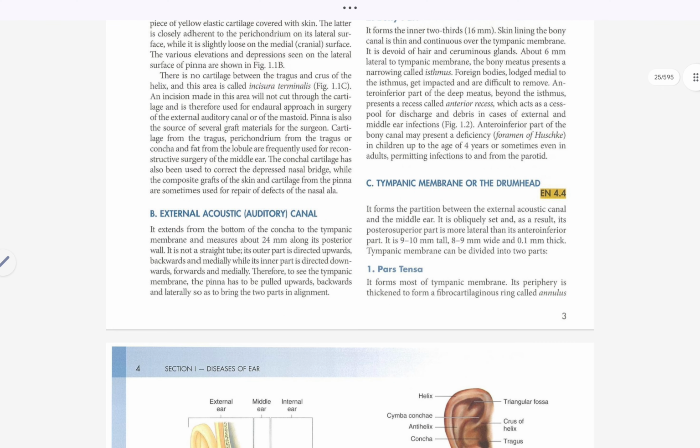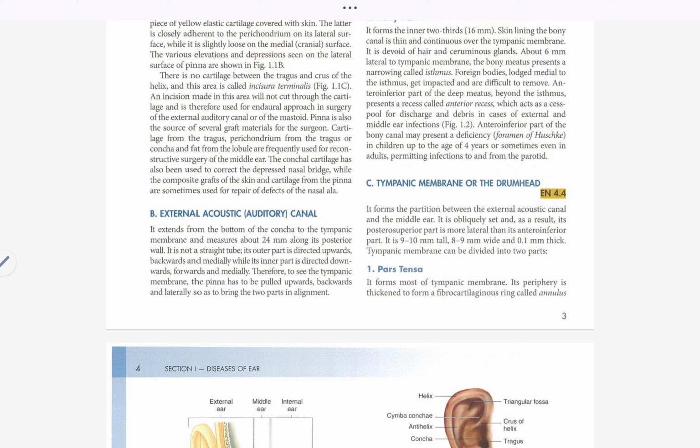The tympanic membrane or the drum head. It forms the partition between the external acoustic canal and the middle ear. It is obliquely set, and as a result, its posterior superior part is more lateral than its anterior inferior part. It is 9 to 10 millimeter tall, 8 to 9 millimeter wide, and 0.1 millimeter thick.